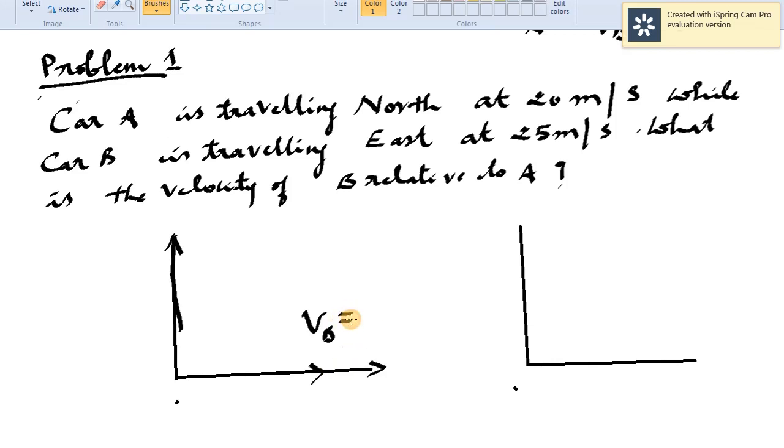Therefore, VB is equal to 25 i, where i is the unit vector here. So 25i plus, there is no y component here, therefore 0j. Similarly, car A is traveling north at 20 meters per second. This is car A. Therefore VA has no x component, so we write 0i plus 20j. Now we have to find the relative velocity of B with respect to A.